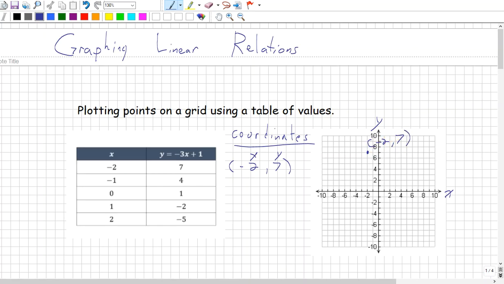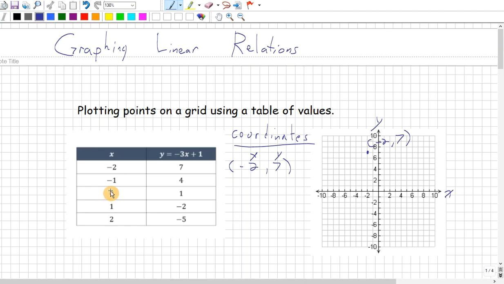My next point, so I've taken my X value of -1, I plug it into the equation, so -3 times -1 is a positive 3, plus 1 is a positive 4. Notice these are going down, 7 to 4 to 1 to -2 to -5. That's why my value is -3 in front of my X. And notice when X is 0, Y is positive 1, that's why I have a plus 1 at the end. That's where they got the equation from.